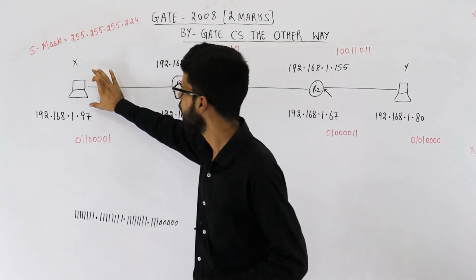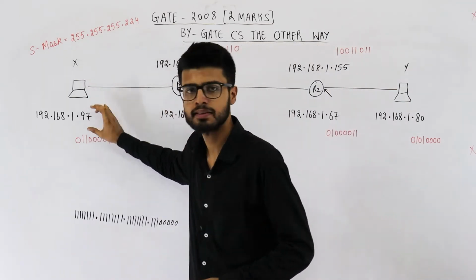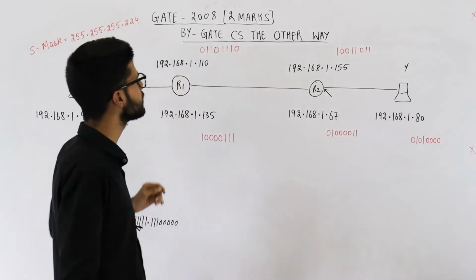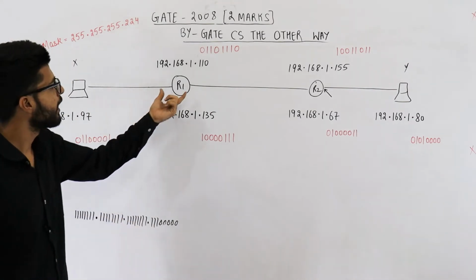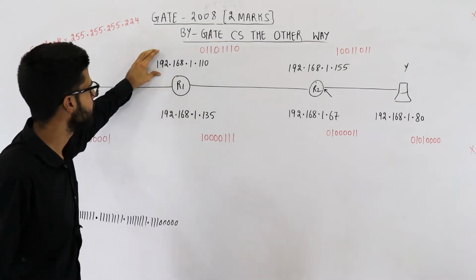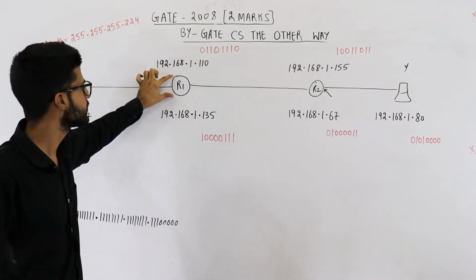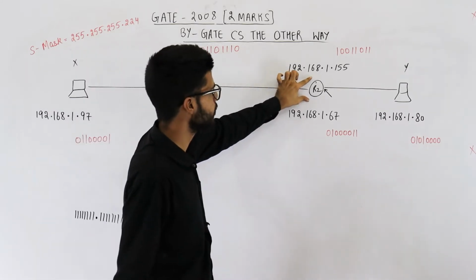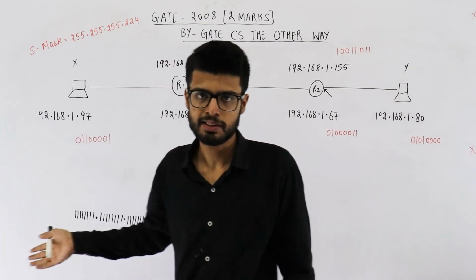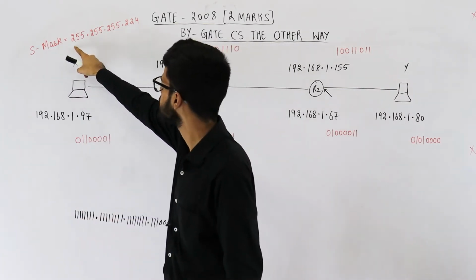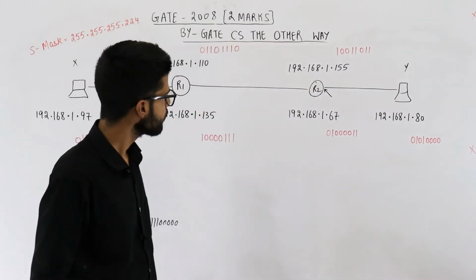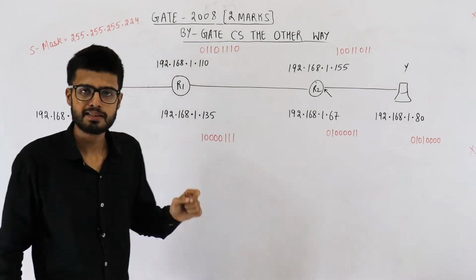They are saying we have this host X with this IP address and there is a host Y with this IP address. Both of these machines are connected to each other via router R1 and R2. R1 has these two IP addresses. This router has two IP addresses, written here. Similarly, this router also has these two IP addresses. And the network mask for this network is this one. Subnet mask is 255.255.255.224. So this is all the information that is given in the question.